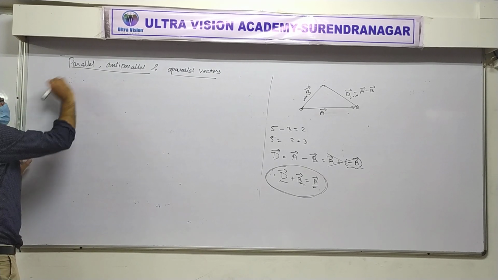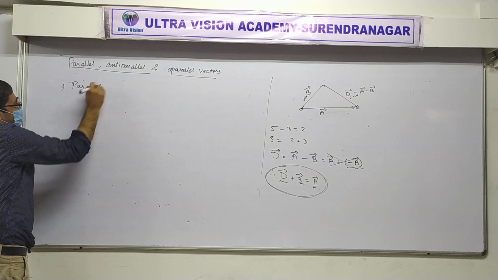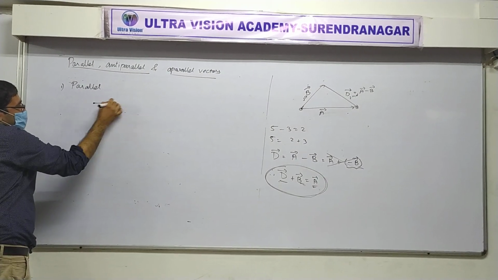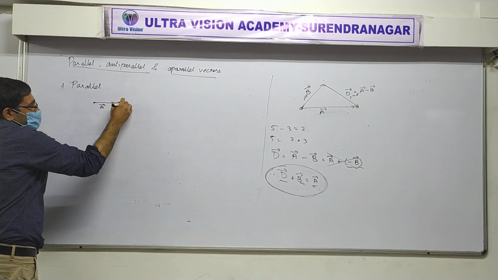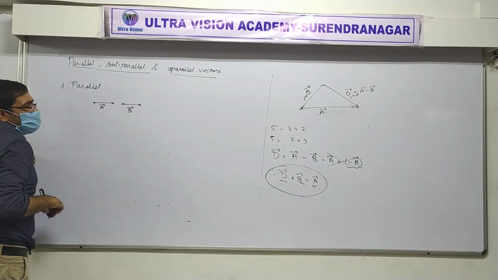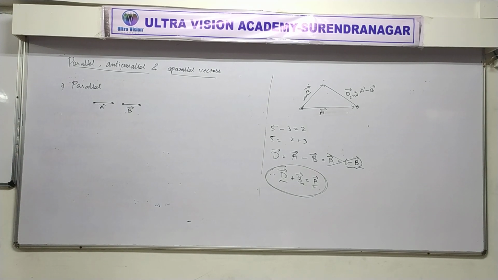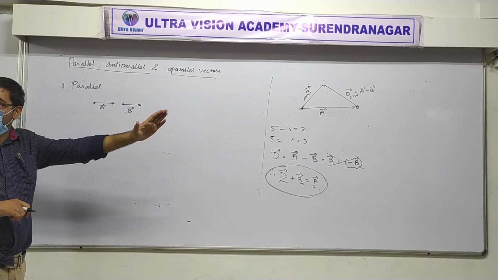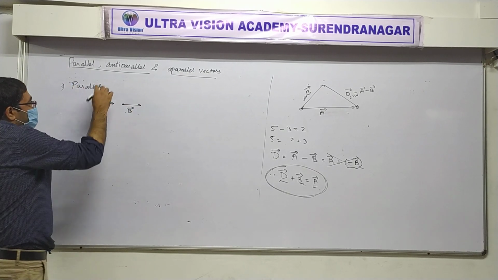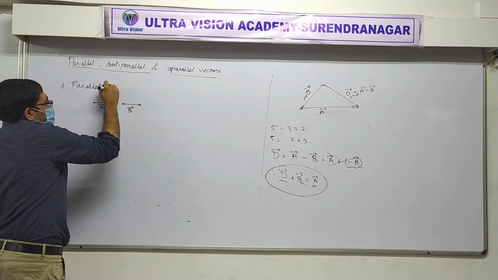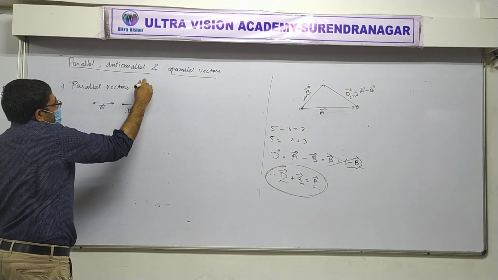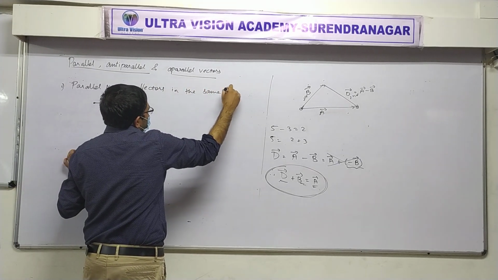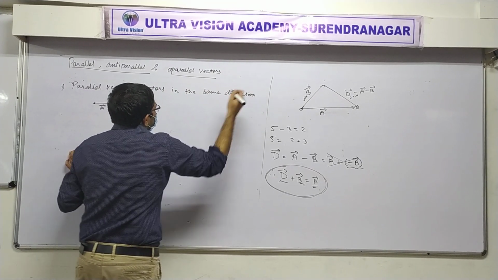First one, parallel. I'll explain that by a diagram. Suppose you have got two vectors, say A and B. They are in the same direction. Yes or no? Such vectors are called parallel. So parallel vectors means what? Vectors in the same direction.